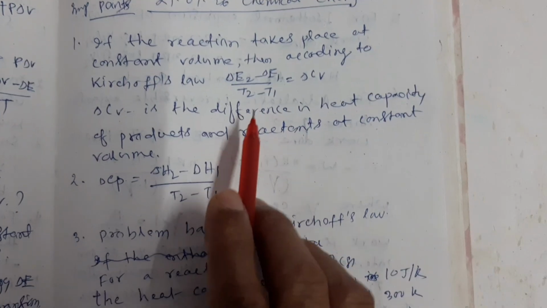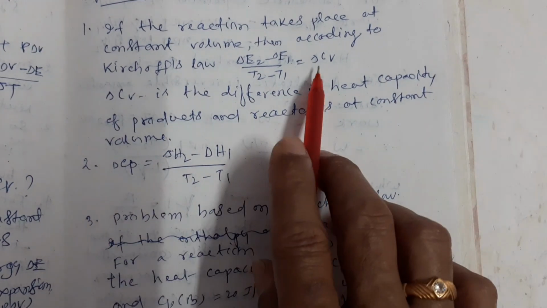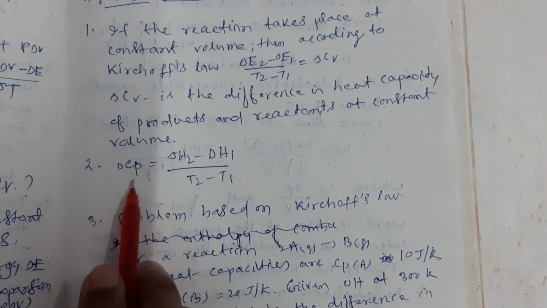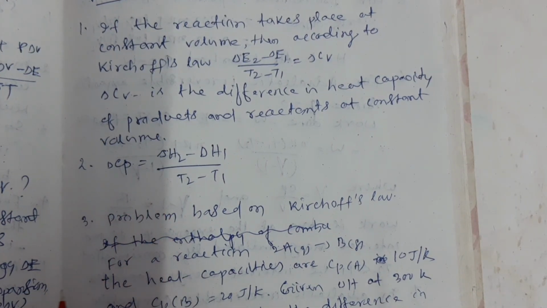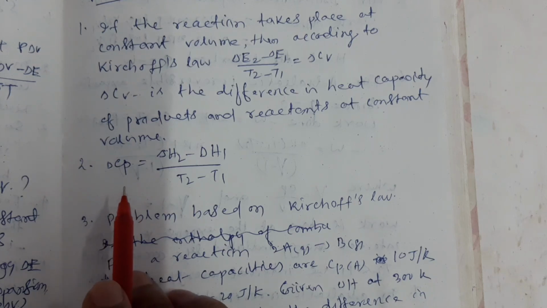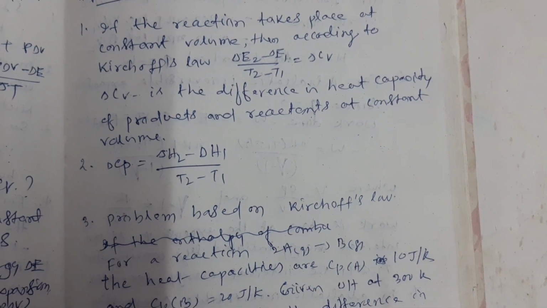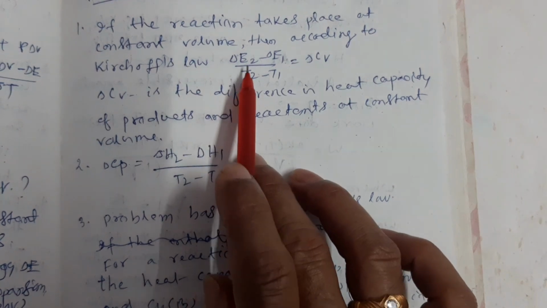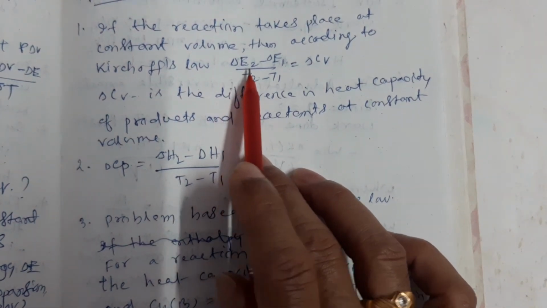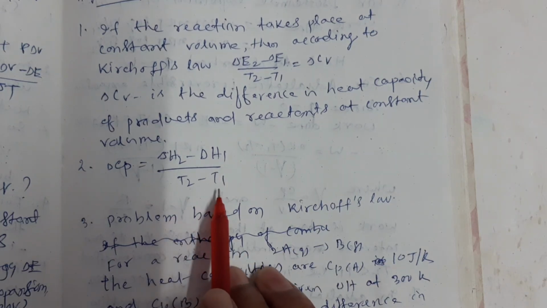Then second point: what is ΔCp? This is ΔCp. ΔCp is the difference in heat capacity at constant pressure. Okay students, so instead of internal energy ΔE, here you will take (ΔH2 − ΔH1) / (T2 − T1).